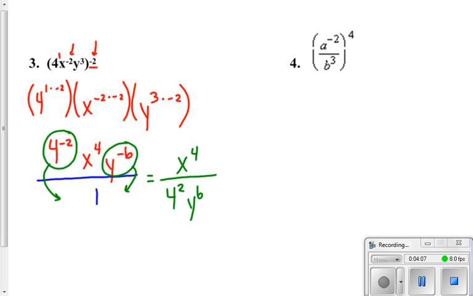Now we can simplify it even further. We can figure out 4 to the second power. So we would wind up with an answer of x to the 4th all over 4 to the second, which is 16, y to the 6th.